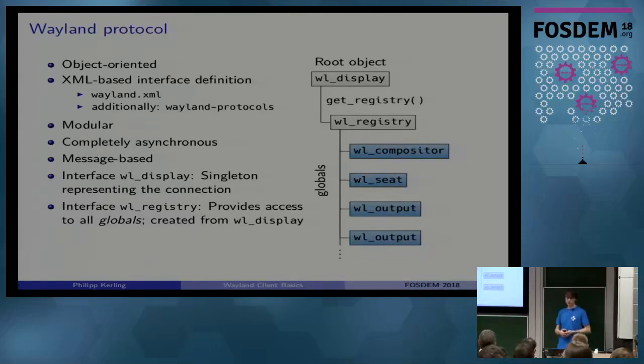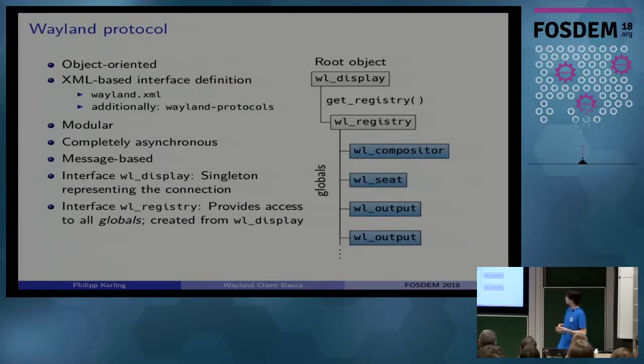It's object-oriented, which means that you create new objects via the protocol and then call methods on them, which are called requests, or you get events from the server. And every function call is associated with an object. There are no raw function calls.